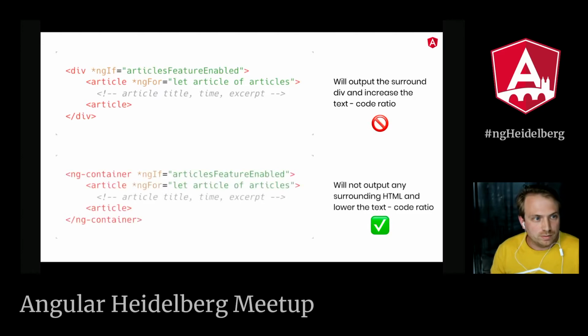But by using, for example, ng-container, we can avoid adding extra code to the HTML output that we would add only to enable our Angular-driven dynamic content. The ng-container will not result in any extra HTML code. So using this approach, you will get a better text-to-code ratio.